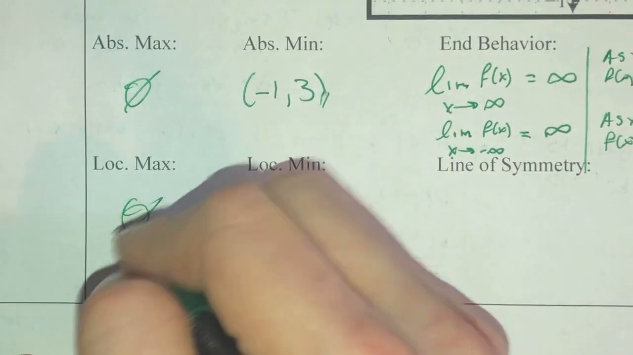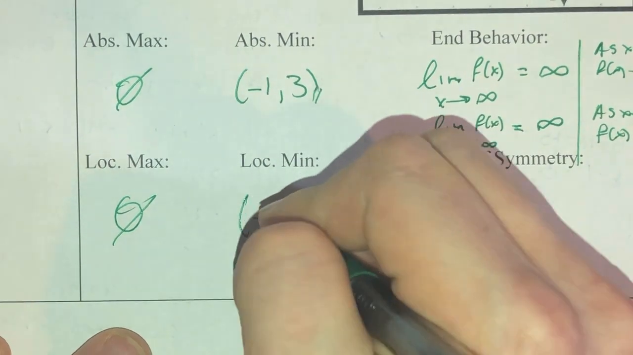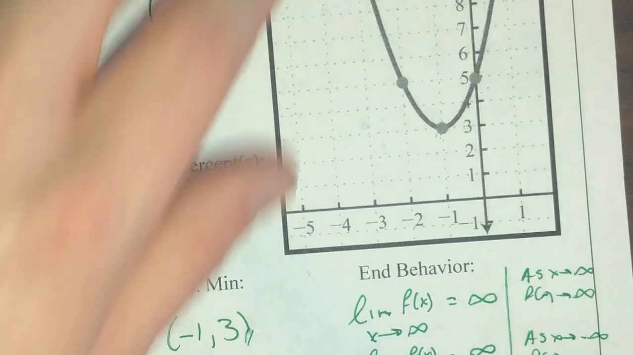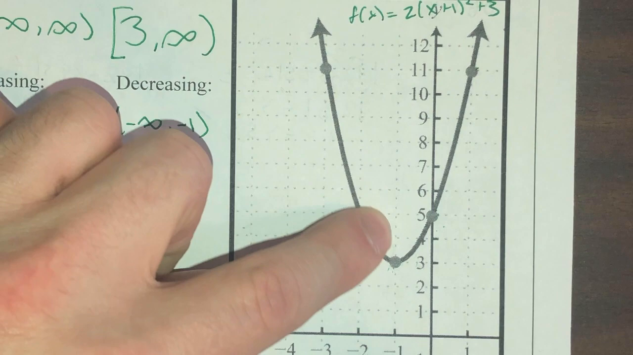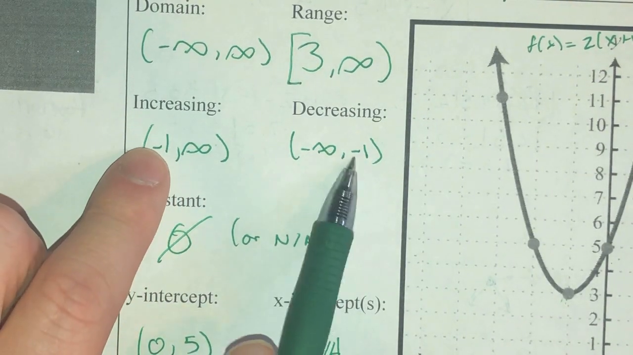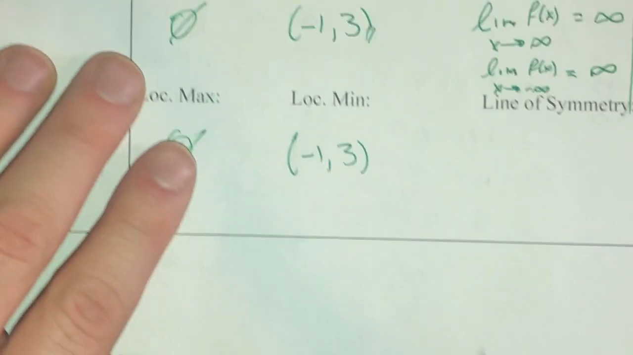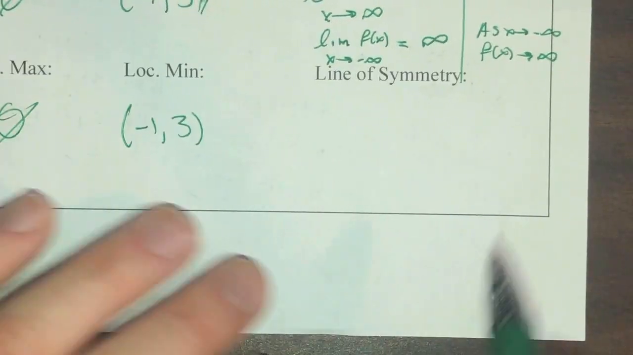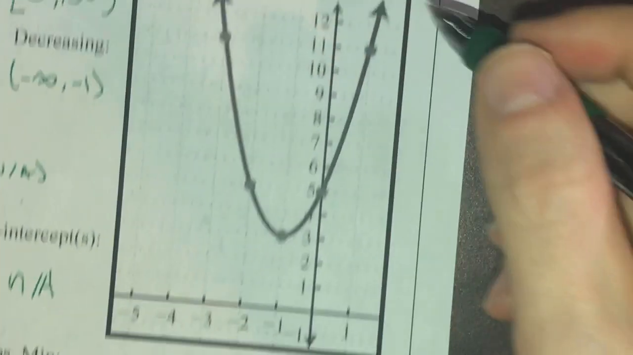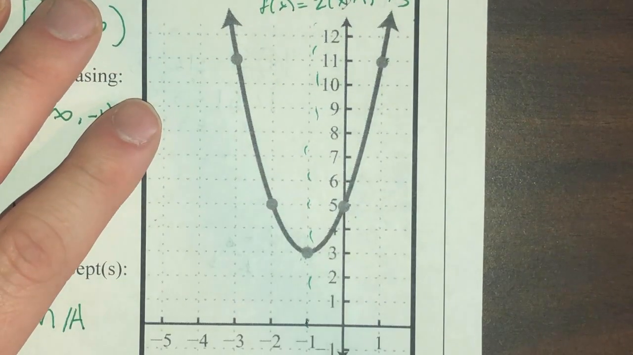Local max, there's none. There's no place where it goes from increasing to decreasing, but there is a place. So notice how this absolute min also acts as a local min, because going down, down, down, down, down, and up, up, up, up, up. So if you see a place where it switches over from decreasing to increasing, that -1, that's a sign of a local min. Okay? Line of symmetry, yes, there is one. It's x equals -1. Notice how that's the x of the vertex. Okay?